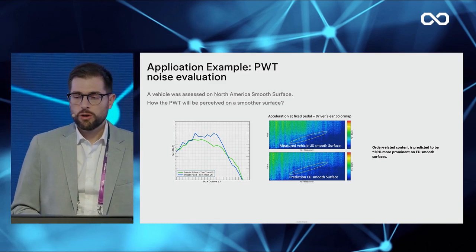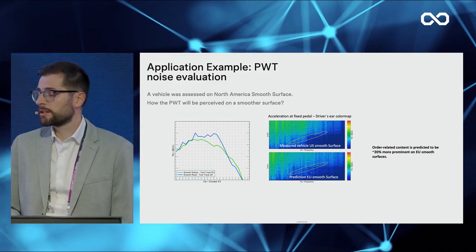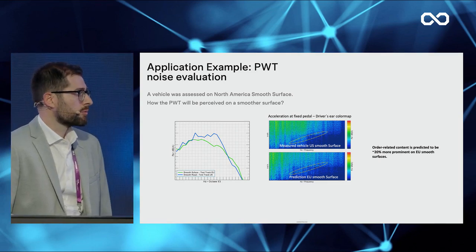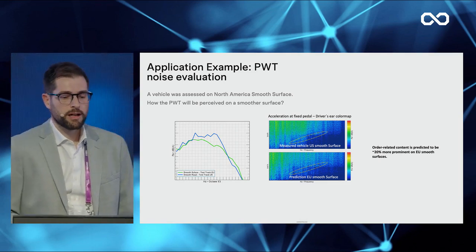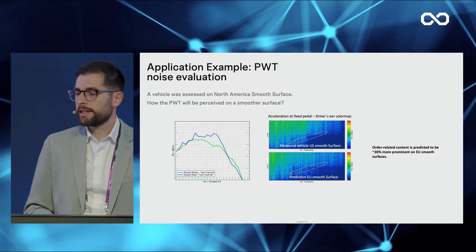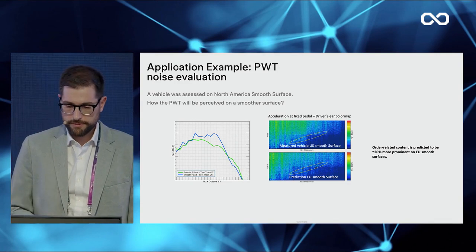And doing so, we can see that the powertrain component is 20% more prominent compared to what is perceived in the US. So this is really important, because in this case, nothing has changed in the vehicle, but just the road surface itself. And something that probably in the US would have been considered okay could be an issue on a smoother surface.